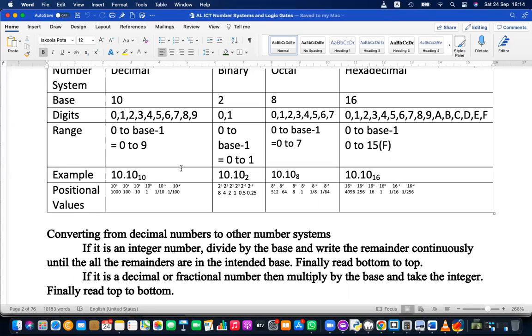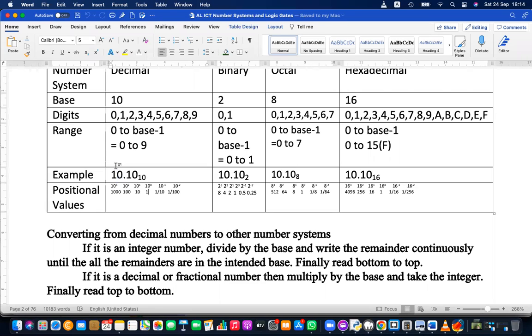Base means the base itself. The base decides what multiples the place values go in. So starting from 10 to the power 0 here, 2 to the power 0 here, 8 to the power 0, 16 to the power 0. The digit closest to the decimal point is the power 0 digit: 10 to the power 0, 2 to the power 0, 8 to the power 0, 16 to the power 0. Any number to the power 0 is 1. Right? Any number to the power 0 is 1.